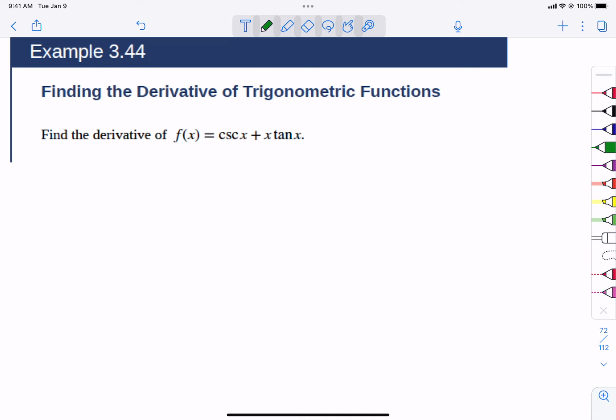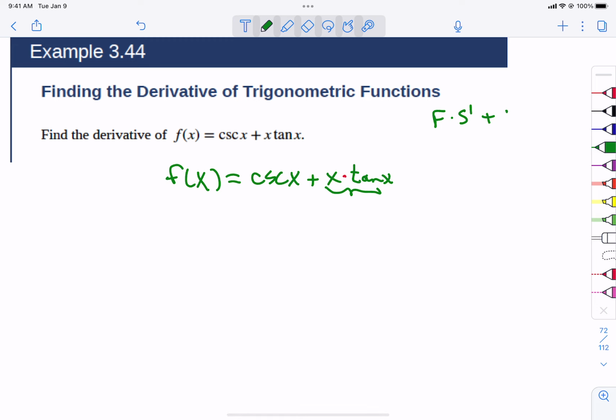Now, let's do one that has some problems. If we want to find the derivative of this, you know that a sum is no issue. You just do each individual derivative. But the problem I see here is that we have a multiplication on this back end. So only this piece is going to require that we do the product rule. First times the derivative of the second plus second times the derivative of the first.